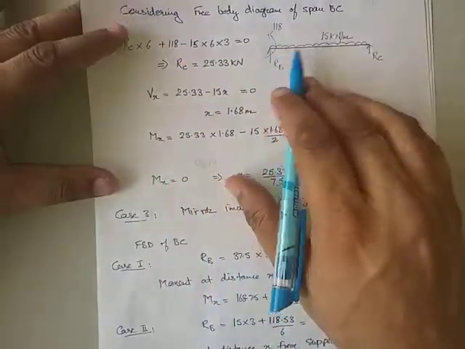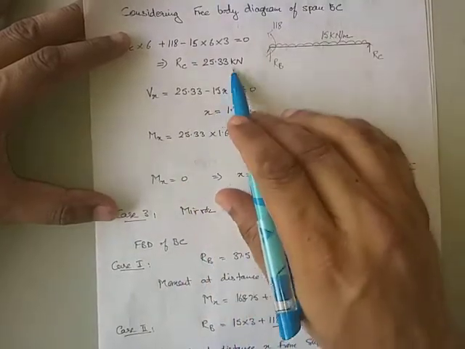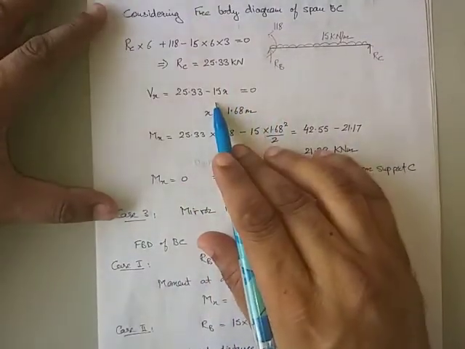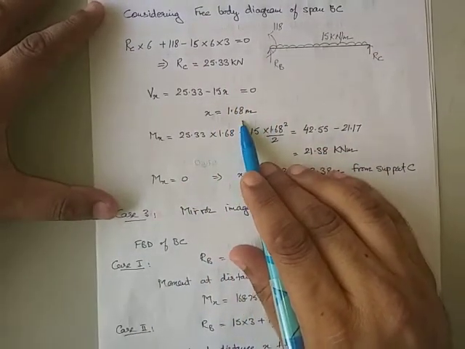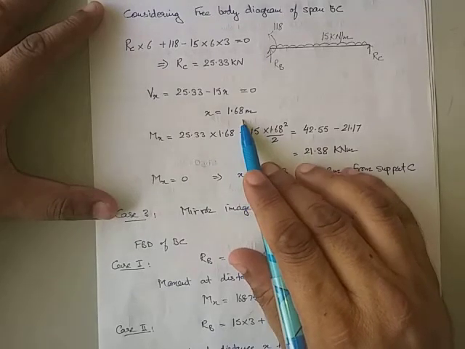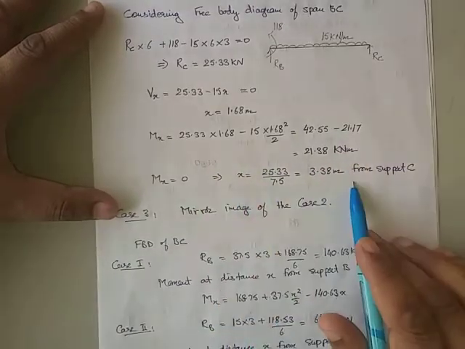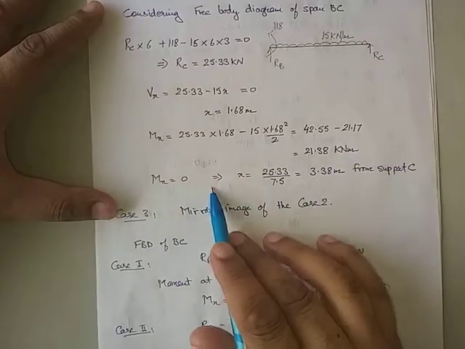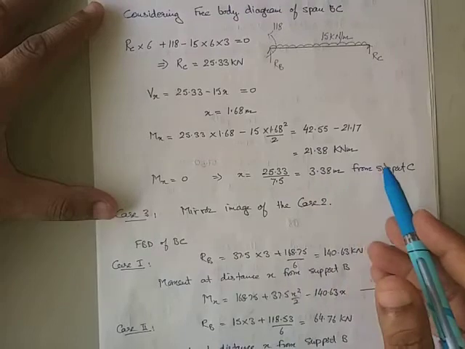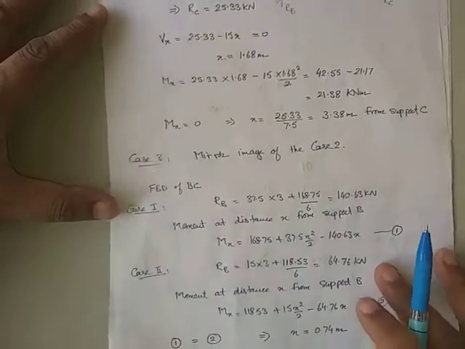When you do this exercise again, we find RC, we find the shear forces, then you get the point where shear force is 0, which will be the point of maximum bending moment. Again find the maximum bending moment, and find out where the moment is 0. So 3.38 meters is the point from support C.